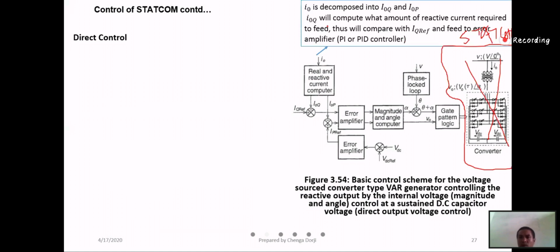you see this IO is decomposed into IOP and IOQ. So the output current is decomposed or resolved into two. One is IOQ, and this will compute what amount of reactive current is required to feed. It is compared with IQ reference and fed to the error amplifier, and that error amplifier can be either PID or PI controller. So that is the first part.